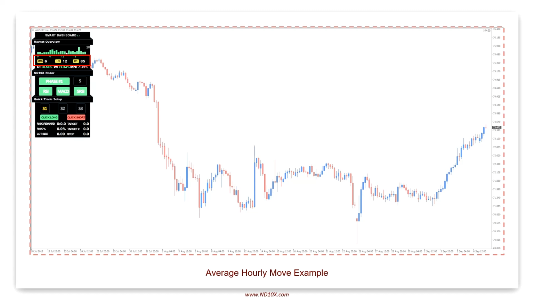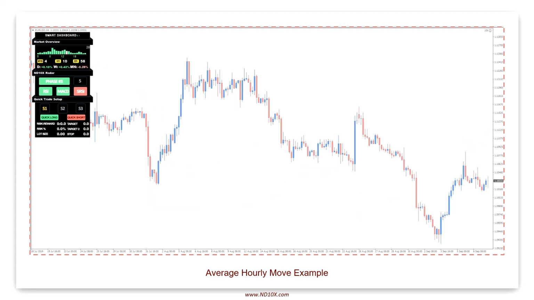But like we said, for day trading we ideally want to see 15. In this case, it's 12. But we see that the daily is 85. So this can be a decent swing trading play. Let's see here, Euro USD. M15 4, H1 10, daily 58.